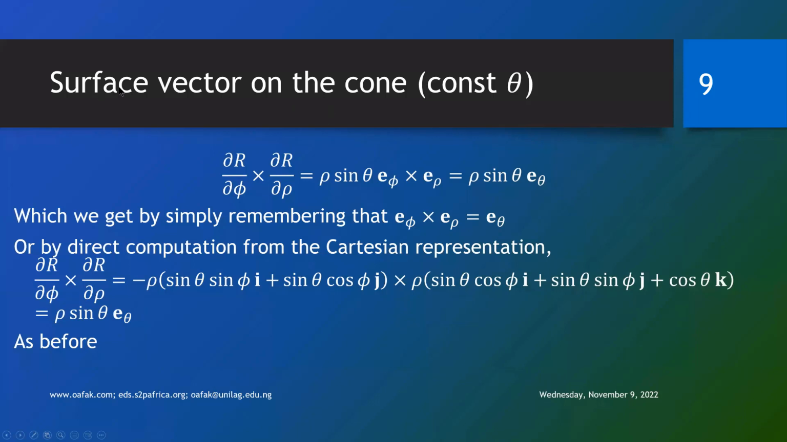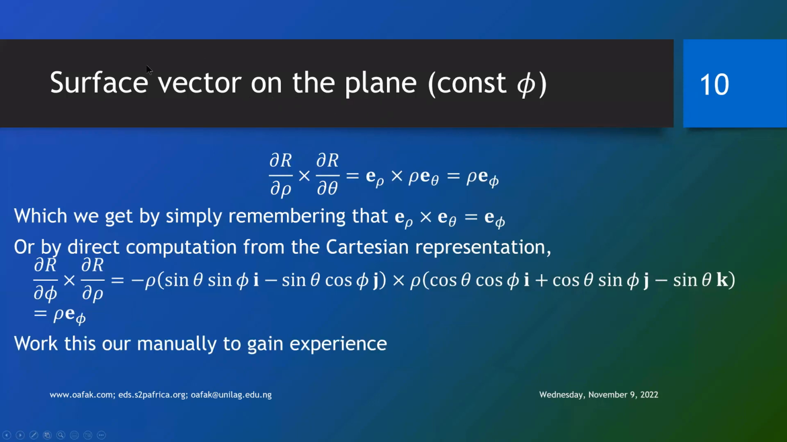So let us look at the surface of the plane. The surface vector on the plane. You now know that constant phi is the plane. The surface vector on the plane again is the derivative with respect to rho cross the derivative with respect to theta. That is the multiplication factor there. You will see that there is no sine or cosine here. So you just have rho e phi, because e rho cross e theta is e phi. We can get this simply by doing this multiplication, e rho cross e theta.